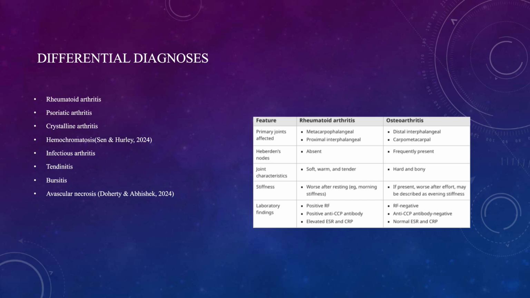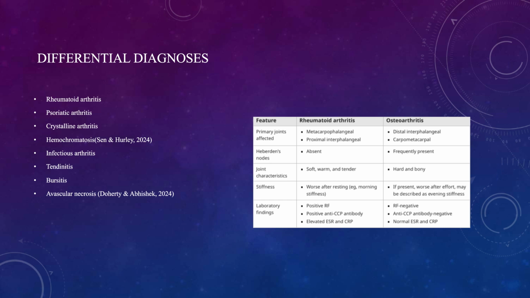But with RA, typically the metacarpophalangeal and proximal interphalangeal joints and the wrists are affected. OA affects the distal interphalangeal joints and is present with the Heberden's and Bouchard's nodes, which we discussed earlier. In OA, the joints are swollen and hard. In contrast to rheumatoid arthritis, the joints are soft, warm, and tender, noting that warmth is a key differential.